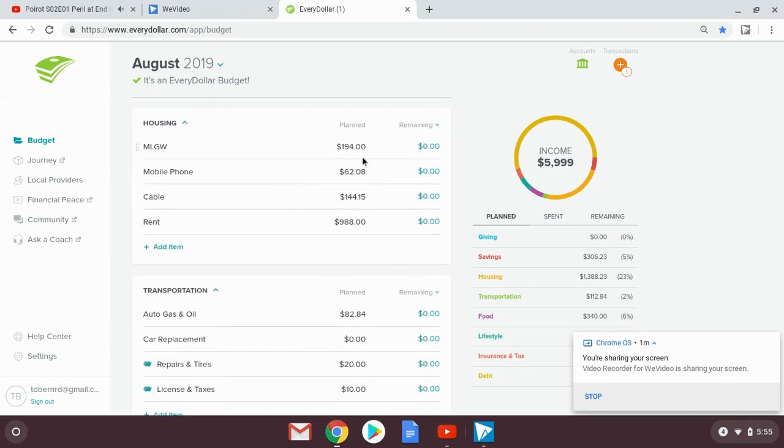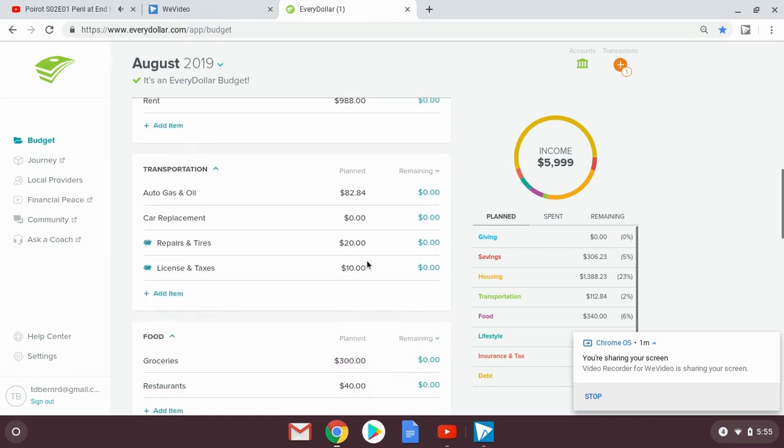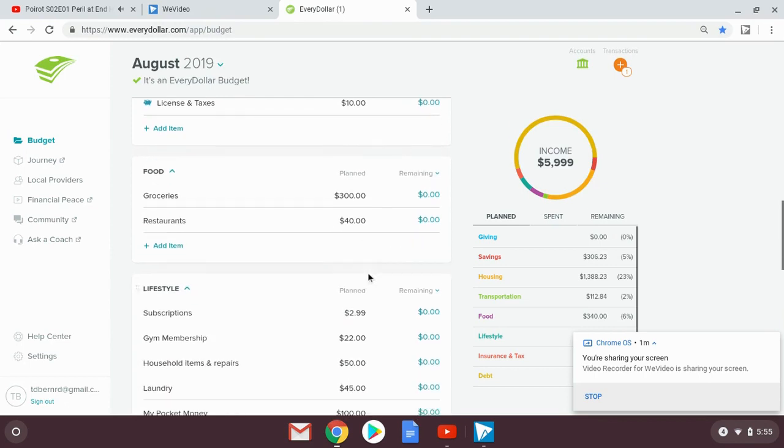So in utilities, it was lower than expected. Instead of 200, it was 194. Mobile phones like $62.08 and my cable $144.15. I'm circling that because I am going to be calling Xfinity or Comcast or whatever their name is and seeing if I get a better deal. My gas, I actually paid $82.84 instead of $100.